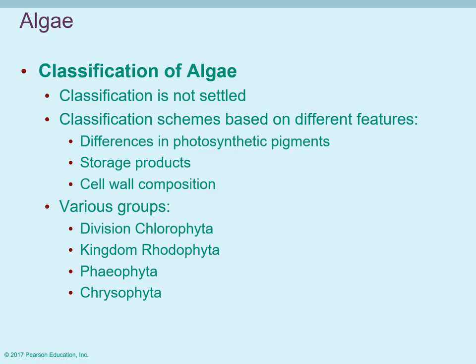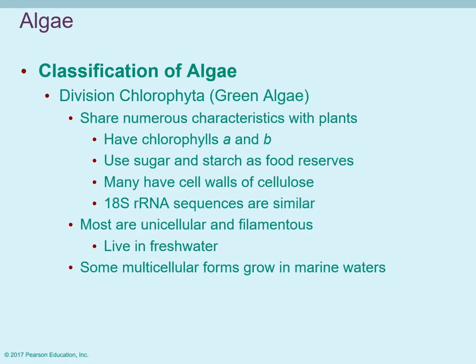Classification of algae kind of keeps changing as to how they place them. Usually it's going to be based on differences in the pigmentation that's present, differences in storage products, and cell wall composition. So there are various groups of them. Most of these are not going to be pathogenic. Some of them will produce toxins, and that can be a problem.